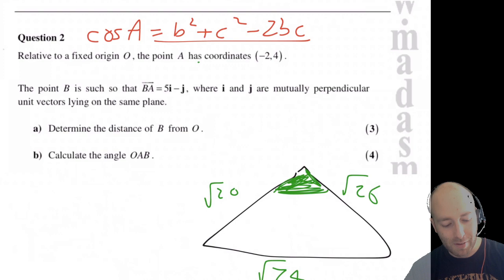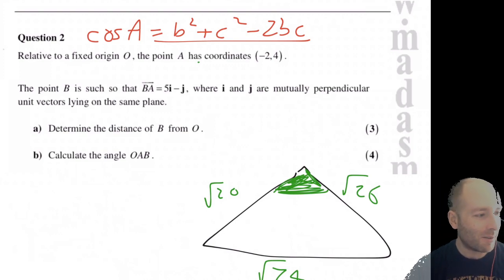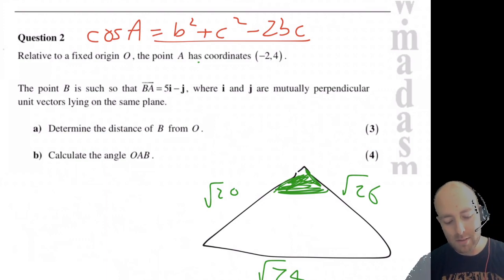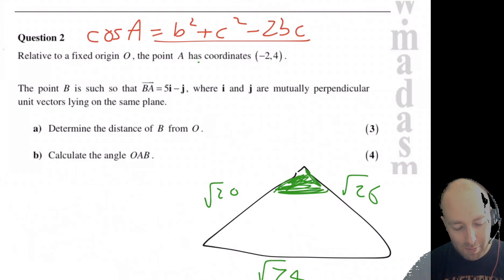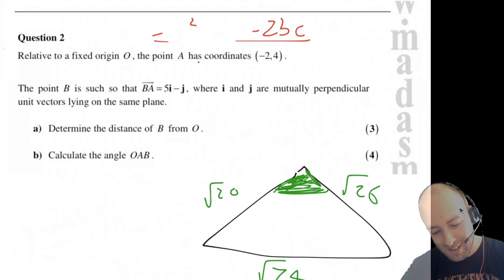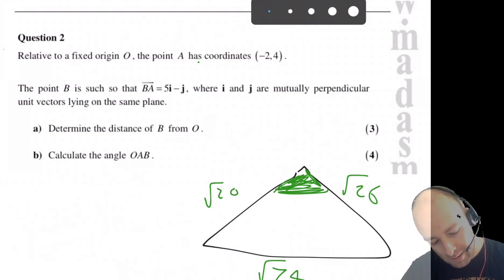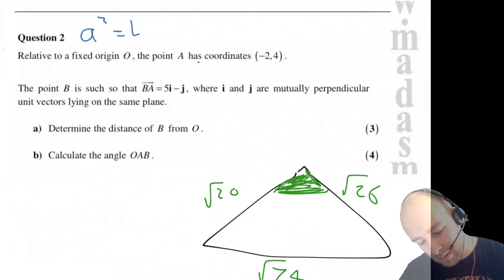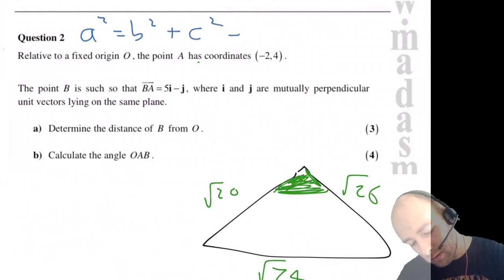I've totally forgotten this now. Cosine rule. A squared plus c squared divided by minus. Yeah, well, my brain's not working. Let's go from the normal one and convert it. Yeah, what was I thinking?